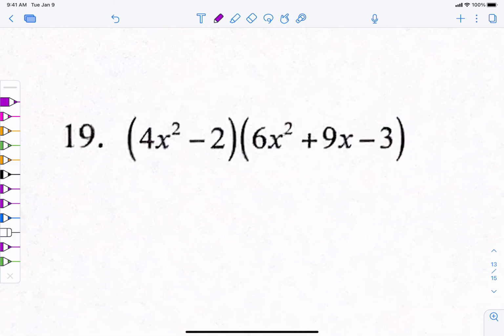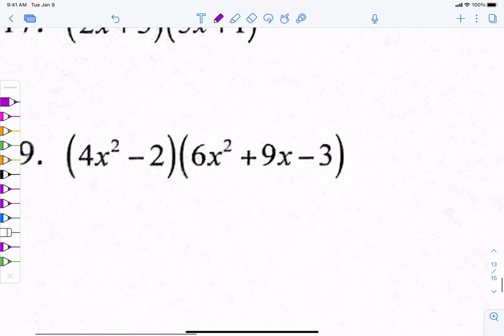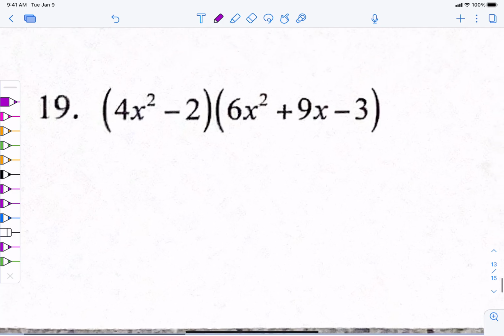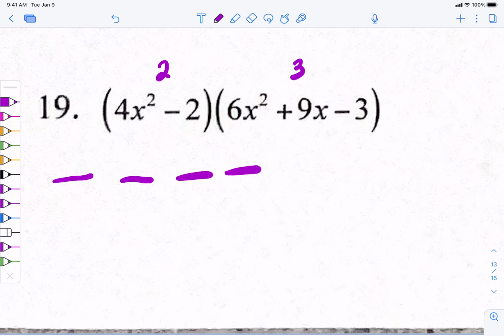Let's do number 19 together. 17's easy, 17's a FOIL, so you can do that. But 19, how many terms are in the first bubble? 2. How many in the second bubble? 3. So how many pieces will we have before we start putting stuff together? 1, 2, 3, 4, 5, 6. We'll have 6 things to multiply together.